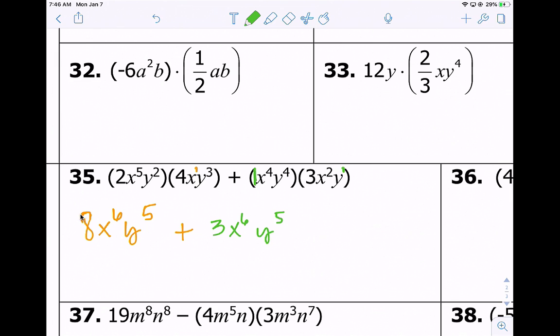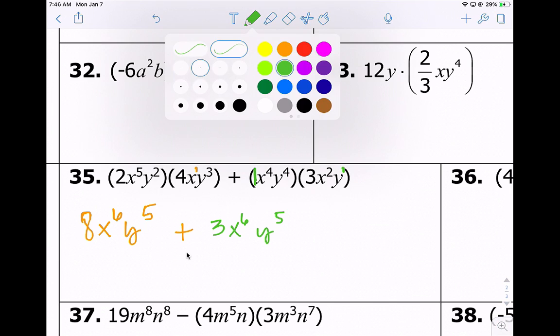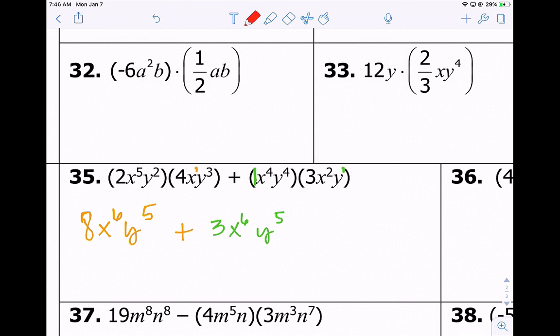When we add, we only add the coefficients. We do not change the variables and the exponents. So our x to the 6, y to the 5th is still going to be in our answer. We do not change that. So 8 plus 3 is 11, and then we leave it, x to the 6, y to the 5th, and that is your final answer.